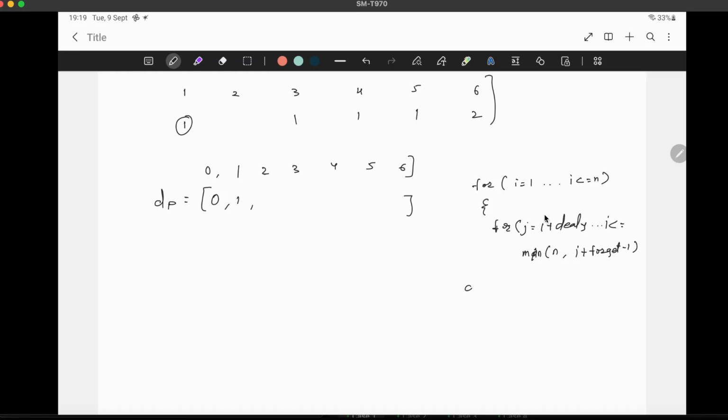Here, in dp of j, we will add whatever value we have in dp of i. So if there was only one person, he is trying to spread the information, so in dp of j we will add one person. If there are two persons on dp of i, the index that we are currently at, then two persons will add two more persons. That is the whole idea.